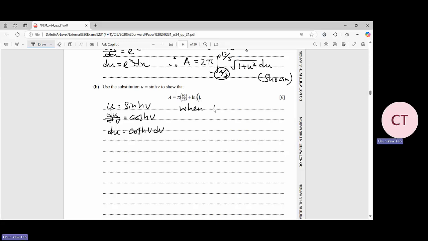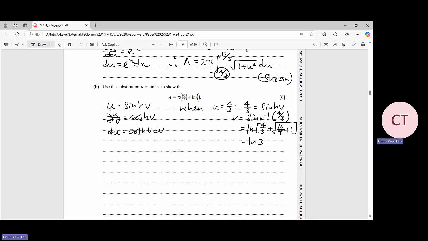When your u is equal to 4/3, what happens to the v? We need to find the v. So 4/3 is equal to sinh v. The v is equal to the arcsinh of 4/3. Using the natural log form of the inverse hyperbolic, you will get ln of 4/3 plus square root of 16/9 plus 1. Simplify it, you will get ln 3.